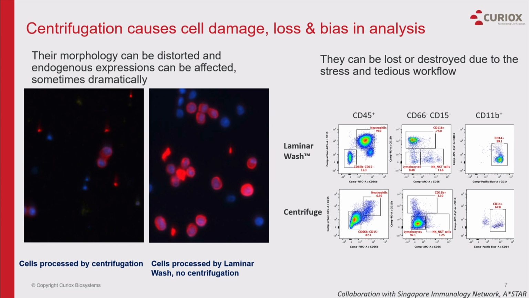So what I want to show you right here is a comparison of this non-centrifugation method, or the laminar wash method, versus centrifugation. And this is working with some very compromising cells that we tend to work with in flow cytometry, looking at monocytes, neutrophils, and NK cells. As we can see on the top row, we get nice retention of these very finicky cell populations. And on the bottom, you can see how the centrifugation has really taken its toll on these, where we're not getting clear separation of our populations, and a lot of our rare populations, or populations that are very prone to handling issues, are disappearing.